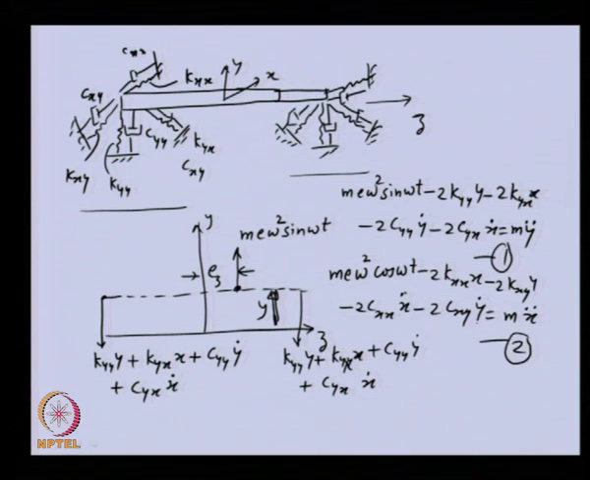In these two equations you can see that we have both x and y terms in each equation, but the tilt motion is not there, because we are not considering in this particular model the coupling between the translatory and the angular motion.